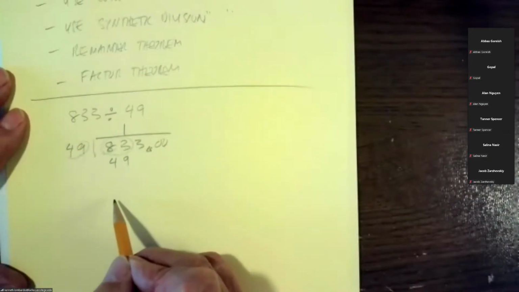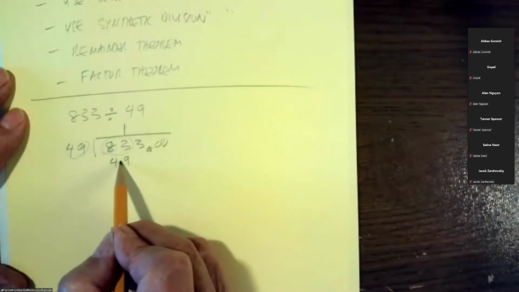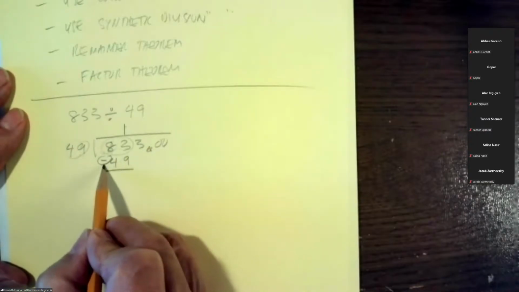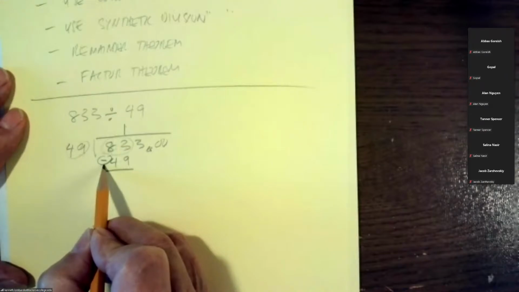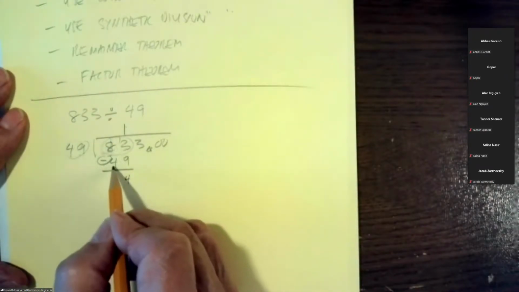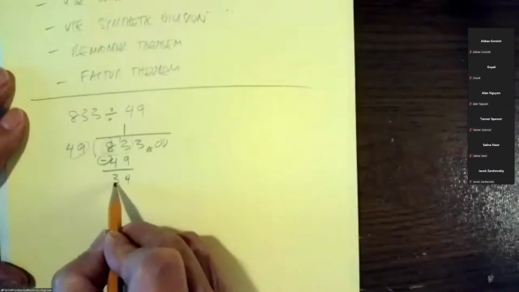We're going to use the same approach. So we do 1 times 49, we get 49, and then we're going to subtract. So I'm going to change the sign and do a subtract. So 9 from 13 is 4. We take out that, make it a 7. 4 from 7 is 3.